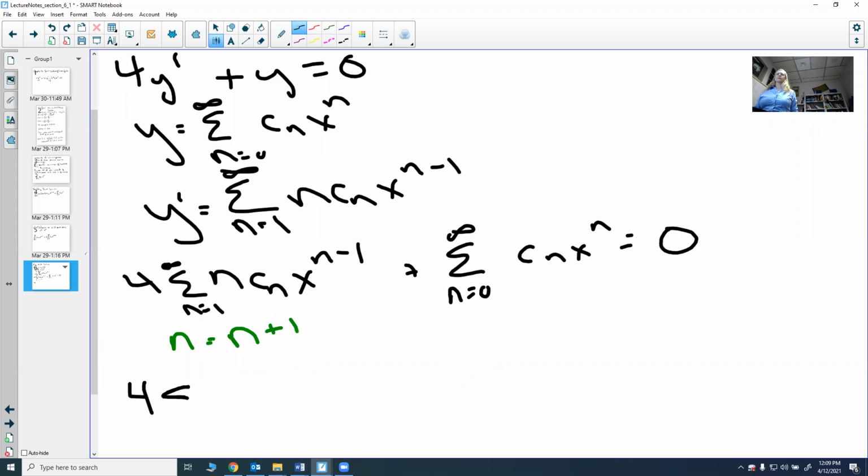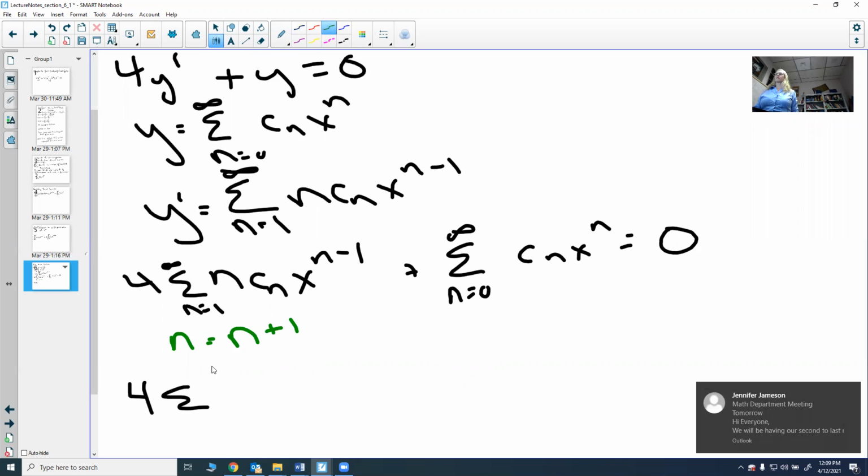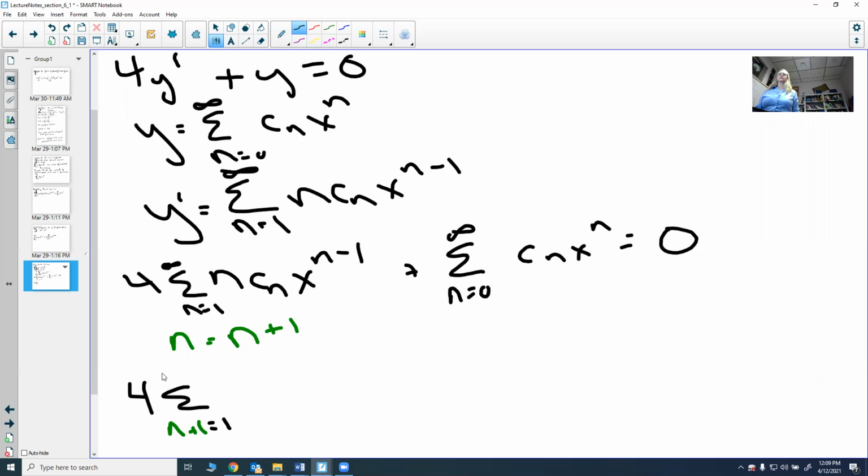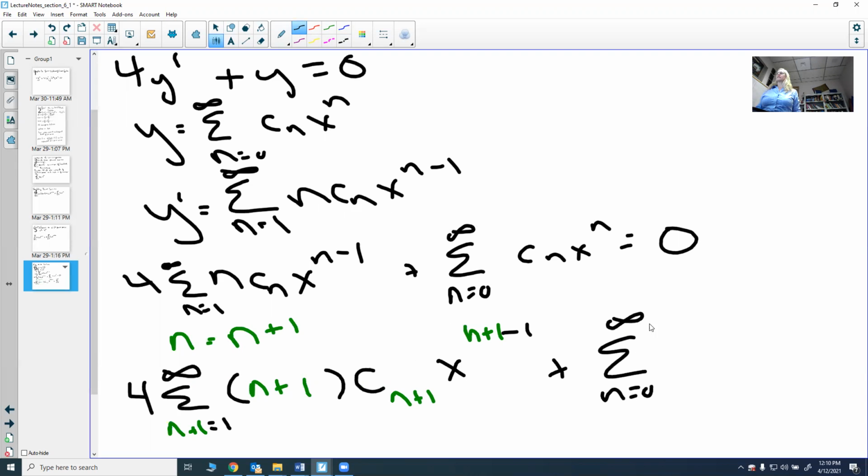So we've got the summation out here. Instead of having n there, we're going to replace n with n plus 1, sorry, and then we're going to go from n plus 1 equals 1 to infinity. Instead of having n here, we're going to plug in what we think n is equal to. n is equal to n plus 1. And then we're going to have c sub n plus 1, and then x to the n plus 1 minus 1. Then the other one, again, nothing changed with that one. So we're just going to write the summation n equals 0 to infinity of c sub n x to the n equals 0.